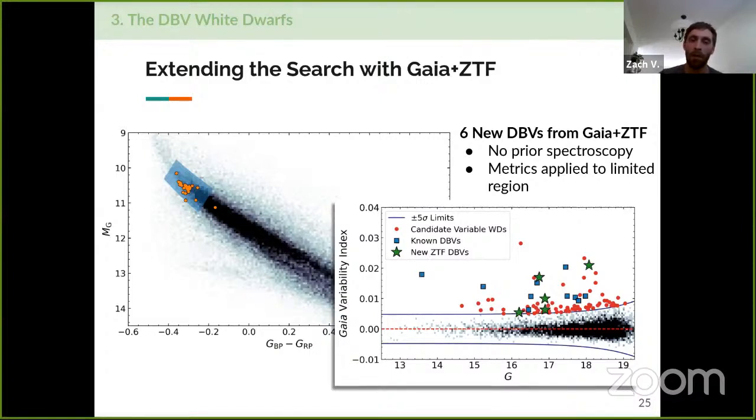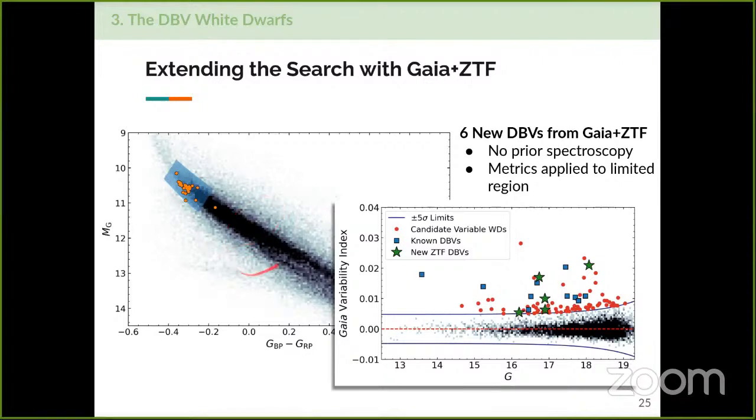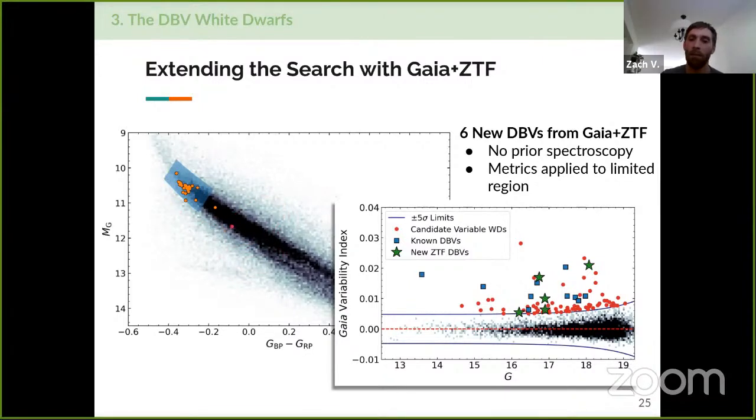So here's an attempt at doing that. On the left is the Gaia color magnitude diagram again. And this blue box here just defines a region where I'm searching for variable stars. So any objects outside of this blue box are not being considered in this analysis. And this blue box was just empirically defined by these orange circles, which are all of the known DBVs with parallax uncertainties less than 10%. So those help define the region that I should be looking in.